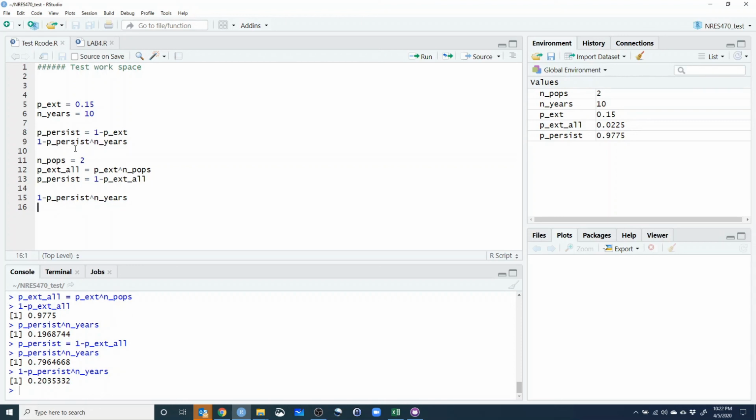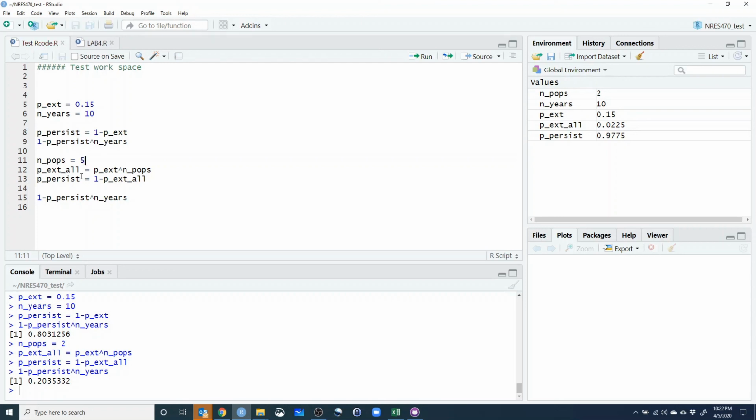So just by adding one more population in the metapopulation, we went from a risk of global extinction of 80% to a risk of global extinction of 20%.